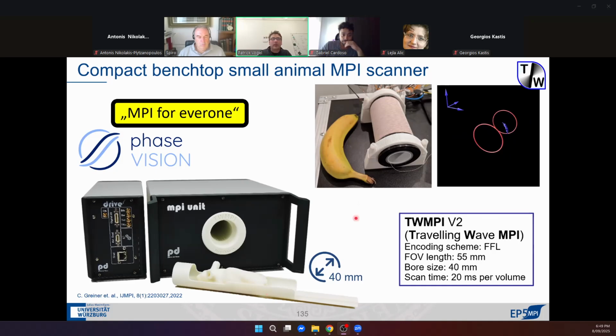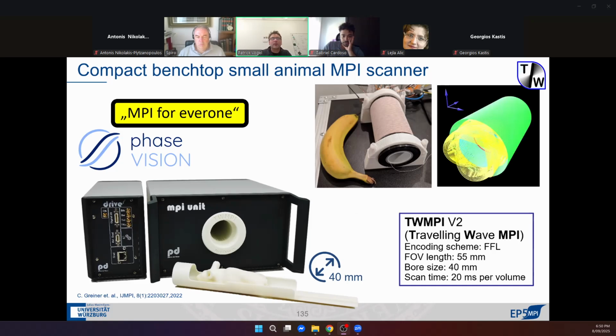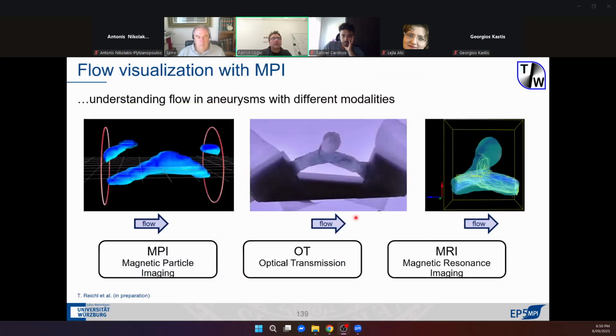And since now 1 year or a little bit more than 1 year, we also have the possibility to provide this as a ready-to-use product. With this, we can do a lot of funny stuff. For example, here, real-time flow visualization in an aneurysm phantom. So we can reach here 20 volumes per second, which is really, really interesting.